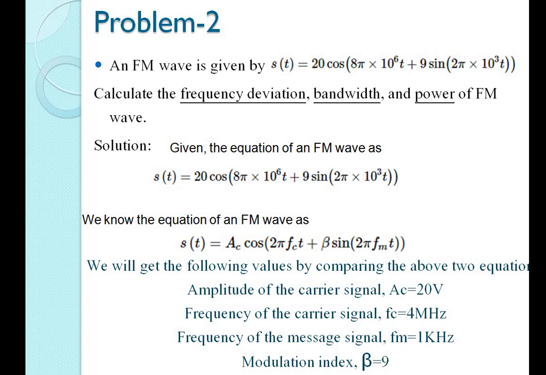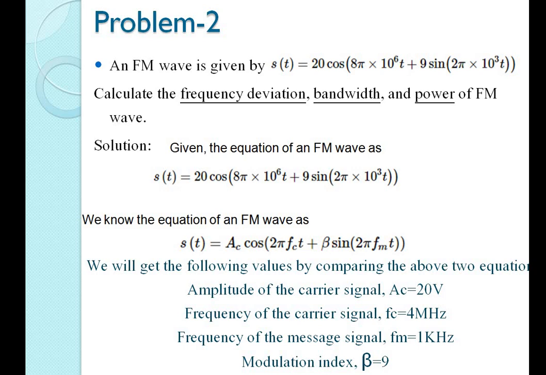That is your assignment. The second question is: an FM, a frequency modulated wave, is given as S of t is equal to 20 cos of 8 pi into 10 to the power of 6 t plus 9 sine of 2 pi into 10 to the power of 3 t. You have to calculate the frequency deviation, that means delta F. Then you have to calculate the bandwidth. How will you calculate the bandwidth? You have to find out the value of beta. Then you have to find out the power of the FM.